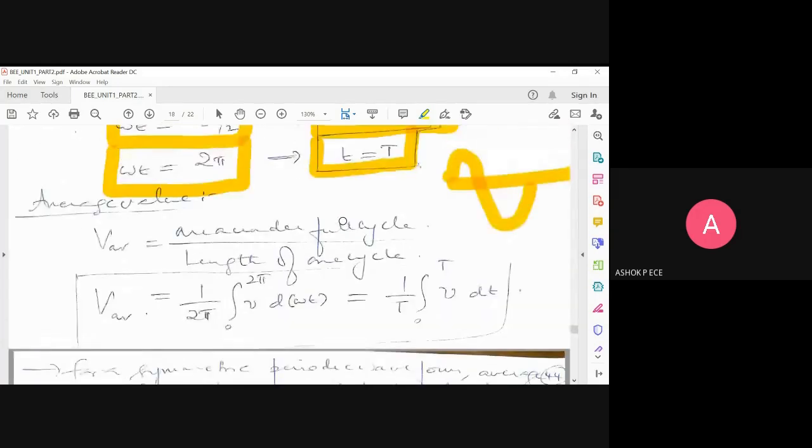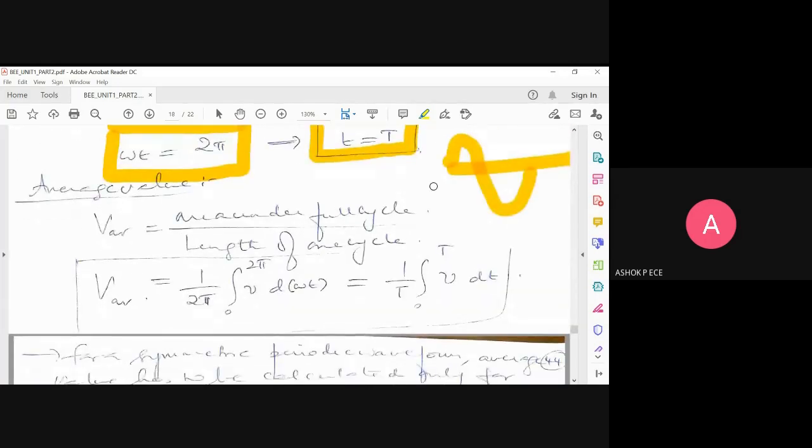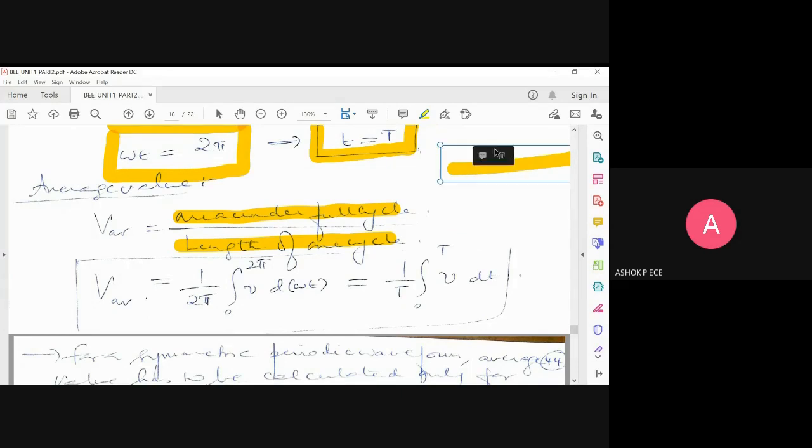Generally, for asymmetric waveforms which are not symmetrical, the average value is given by the area under the full cycle divided by the length of one full cycle. Those asymmetric signals have only positive values, they don't have negative. But a sine wave has one positive half and one negative half, right? So the average value, if you calculate for one full cycle, will become 0. For the positive half the value will be plus V, for the negative half minus V. If you add, it becomes 0.